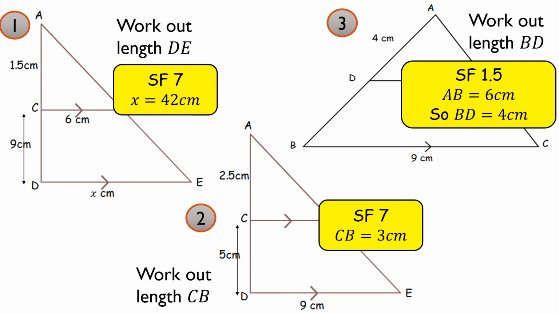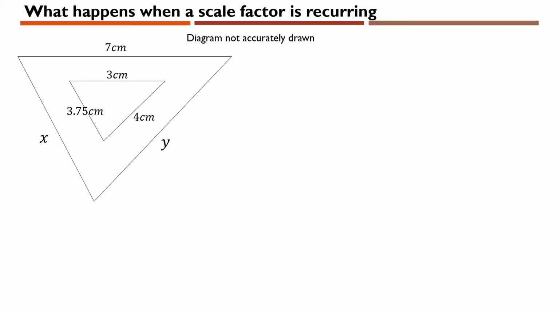Now, the final one is just a little pointer on what to do. So the final thing I want to go through is what to do if you've got a really weird scale factor, or it's recurring, or we want to try and leave that as a fraction and work with that. Now, there's no questions to practice on this, but I just thought I'd show you anyway.